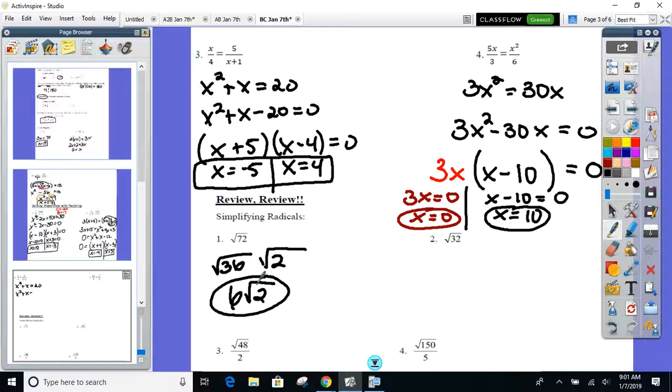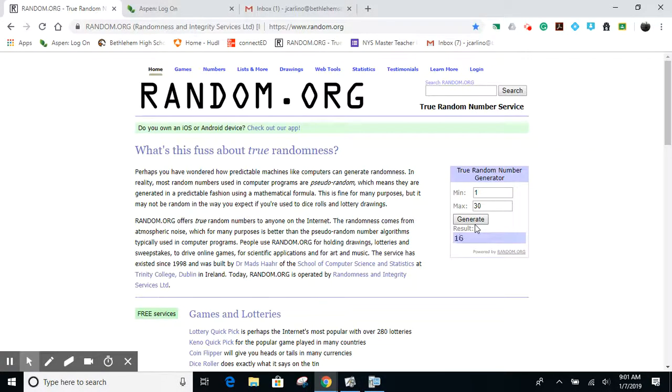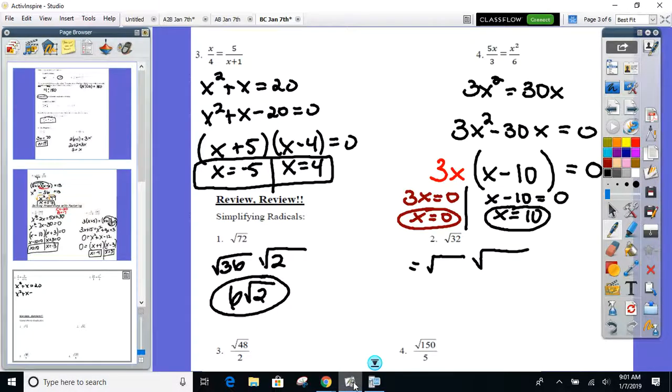All right, what about the square root of 32 now? First job, biggest perfect square that goes into 32. Biggest perfect square, what is it there, 16? 16, look at that, yes. And then what do you multiply it by? 2. So this breaks down into 4 radical 2.